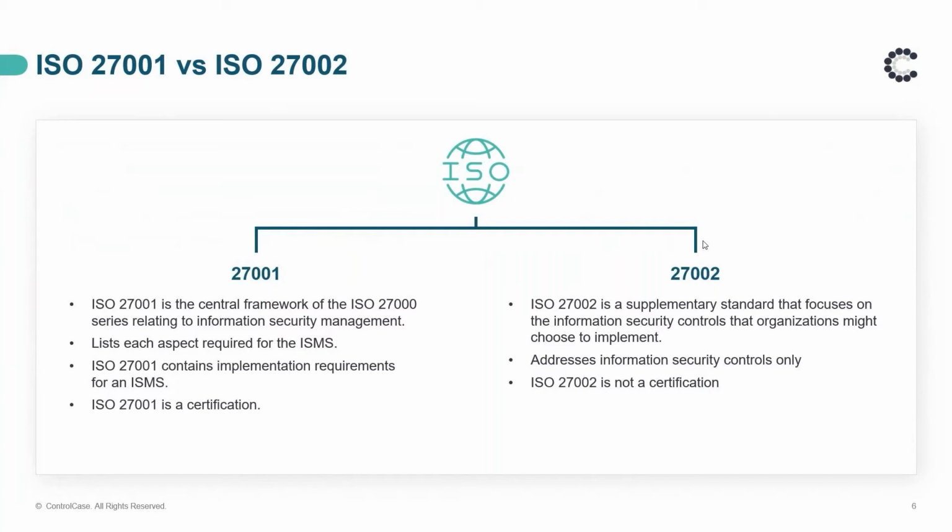27001 not only lists security controls, it also covers all aspects of the ISMS. 27002 is basically just addressing security controls. So for all security controls that are listed in 27001, 27002 will give you guidelines on how to implement those in your organization.